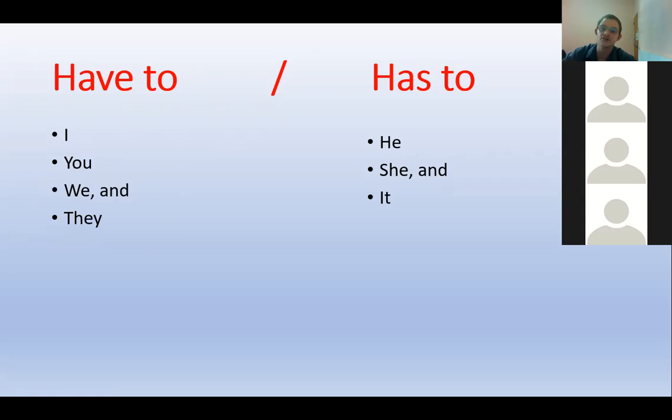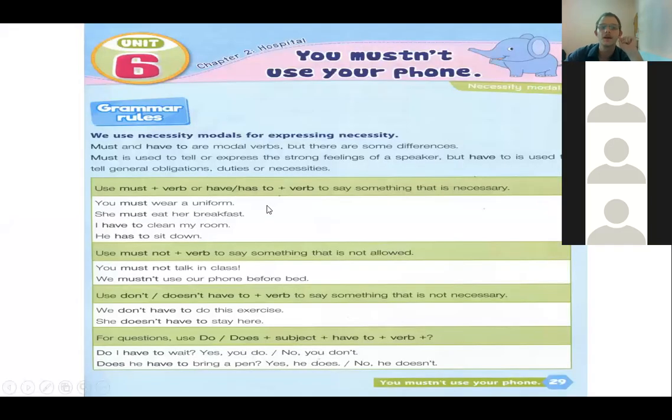I have to study for school. She has to study for school. They have to go to class. It has to go to class. So if you look at the rules on unit 6, they say when we're using necessity modals. Now modals, we talked about last week, are types of verbs, but there are some differences.